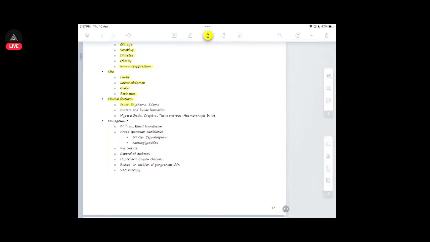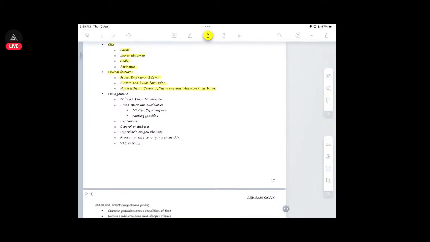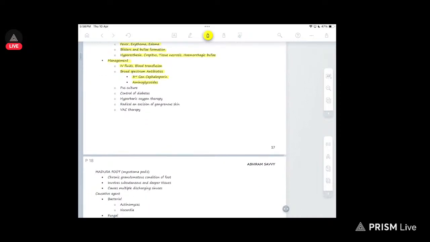So clinical features, you have fever, erythema, edema, blisters and bullae formation, hyperesthesia, crepitus, tissue necrosis, and hemorrhagic bullae can all be seen. So management, you provide IV fluids and blood transfusion, broad spectrum antibiotics you have to give, third generation cephalosporin and aminoglycosides, and pus culture you perform, control the diabetes, hyperbaric oxygen therapy, radical excision of gangrenous tissue, vacuum assisted therapy.